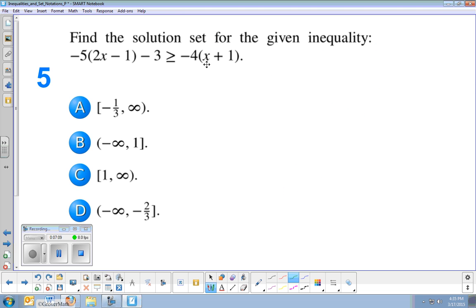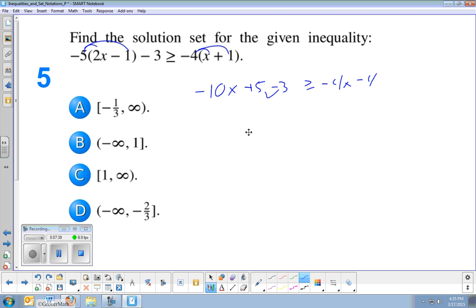All right, just a bunch of algebra to do around the problem. You know, always watch out for the if I divide by negative, flip the sign kind of thing. But let's just see what happens here. I could distribute this out. Negative 10x plus 5 minus 3 greater than or equal to negative 4x minus 4. All right, I distributed it on that one too. So it's negative 10x plus 5. Still have a minus 3. Stayed. Negative 4x minus 4.